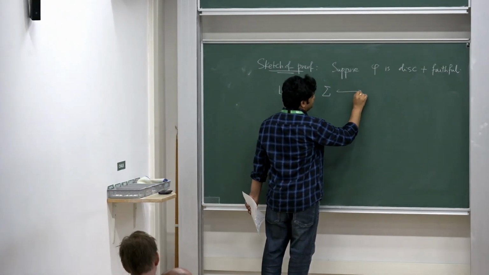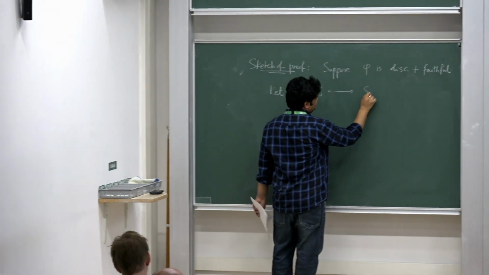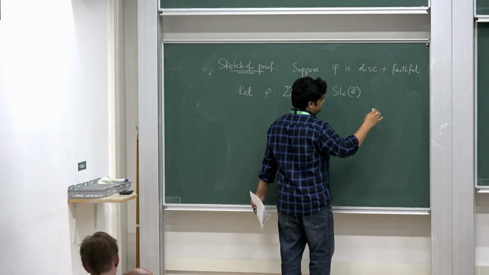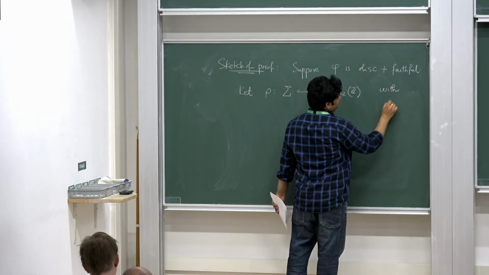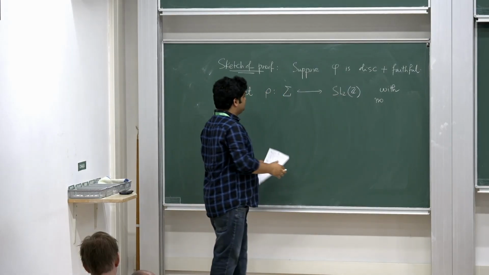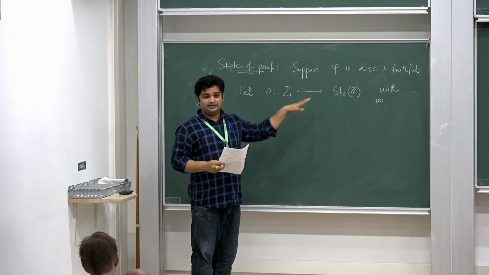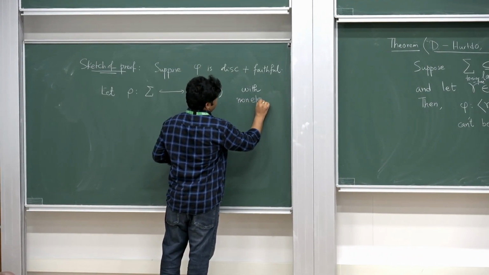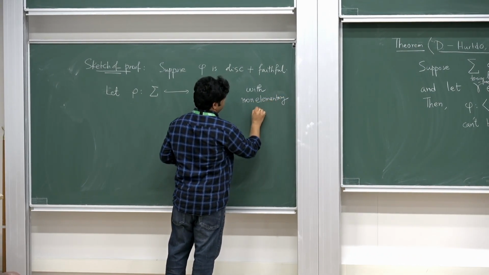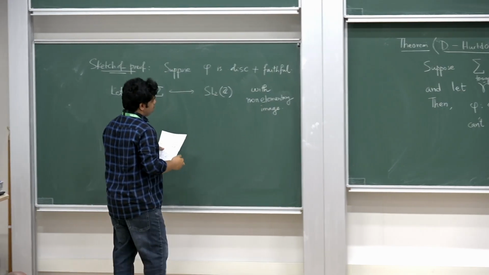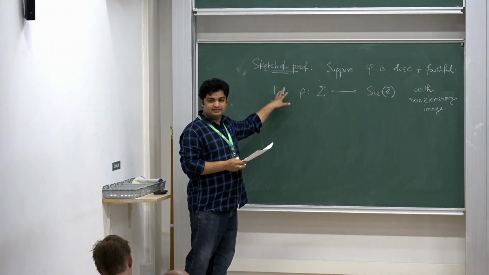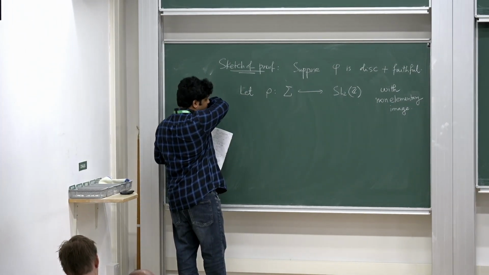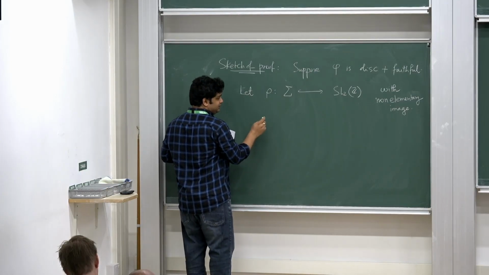Say we have a homomorphism of sigma inside SL2Z, whose image is a bit large, so with non-elementary image. For example, one can choose first a homomorphism from this to a free group and then put it inside this. This makes sense that we can do this.